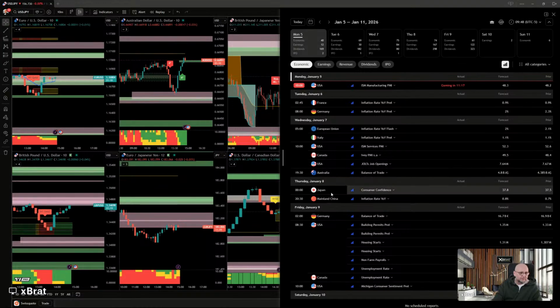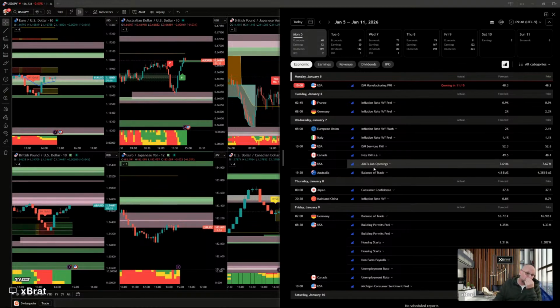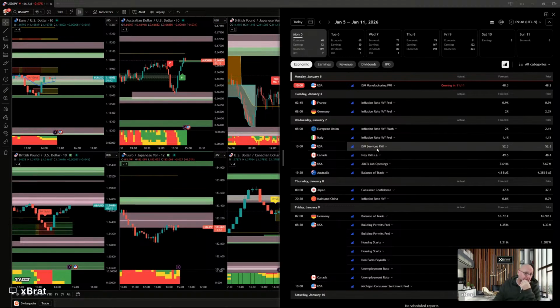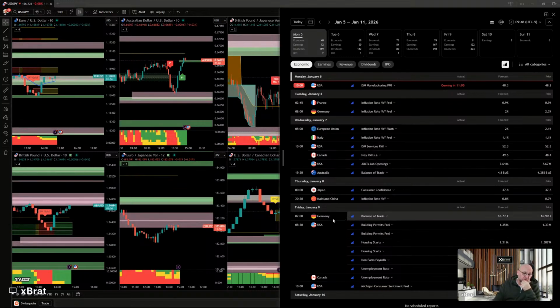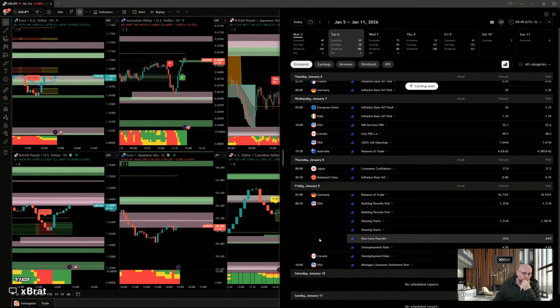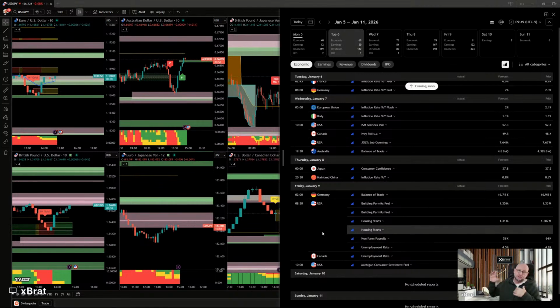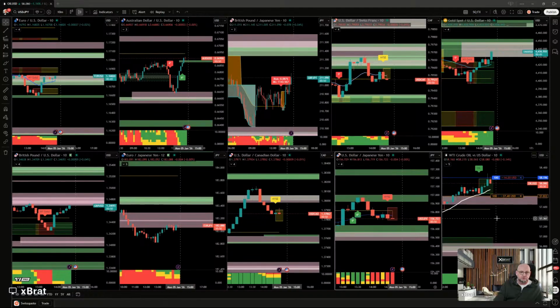Really, JOLTS job openings on Wednesday, and PMI again, ISM services PMI. So Wednesday, we could have some good catalysts here. Balance of trade on Friday for Germany could get things going in the European morning. And then obviously we've got non-farm payrolls and everything like that on Friday for the US. So big catalysts this week, hopefully get things moving, and so we can get some good trades in there.